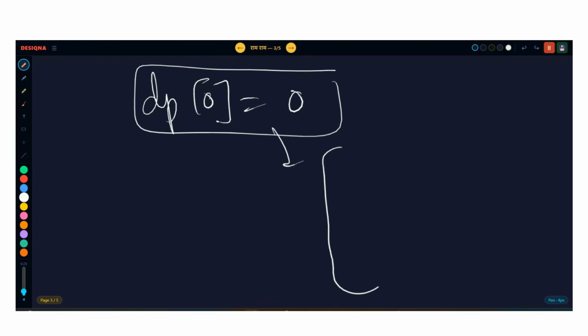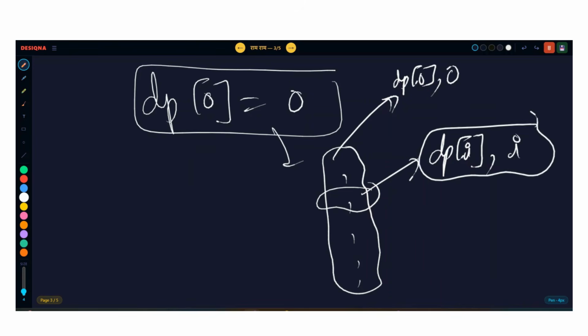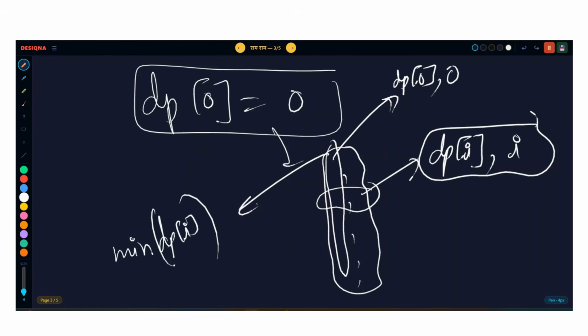You are making a priority queue of pairs, where the first value is dp of 0 and the second value is 0. So basically, the first value will be dp of I, the shortest distance from 0 to I, and the second value will be which node we are talking about. We need to store these values in the priority queue so that it can make sure the node having the minimum value of dp of I will always be at the start, so that the Dijkstra algorithm can run fine.